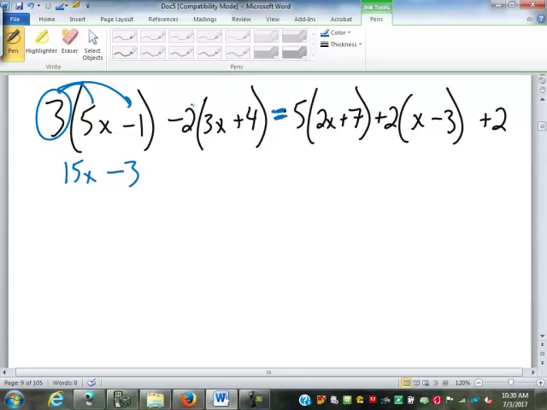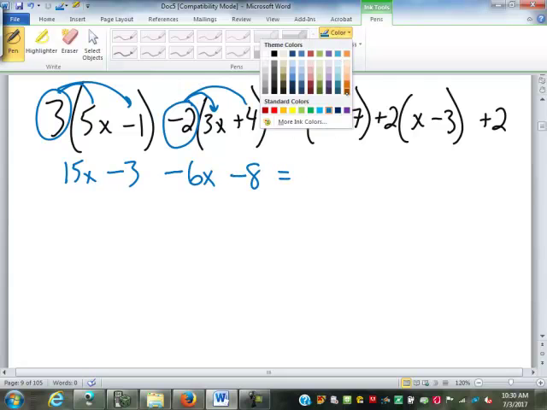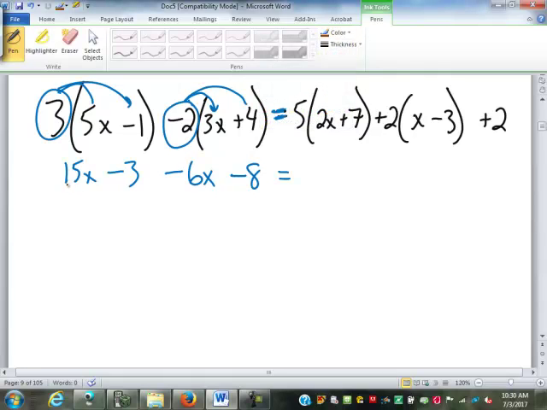Then we have -2 times 3x is -6x, and -2 times 4, -8. Now we can combine 15 and -6 make what? 9x. Then -3 and -8, -11. Over to the other side.